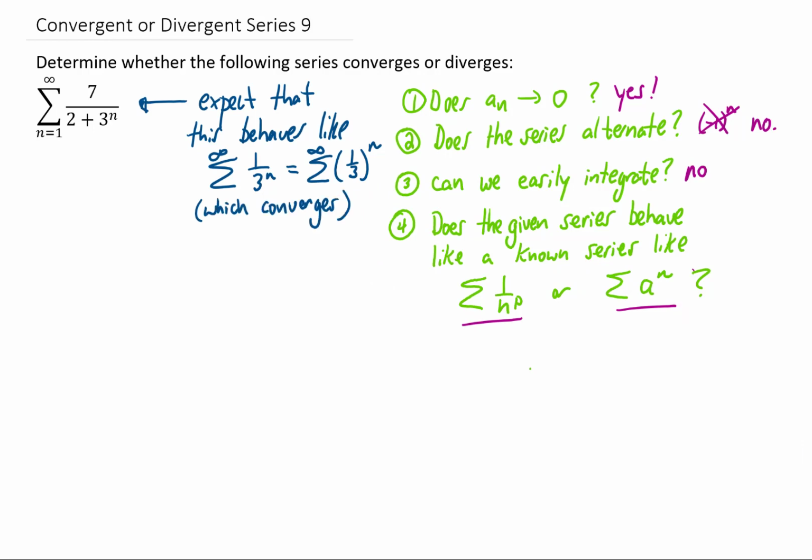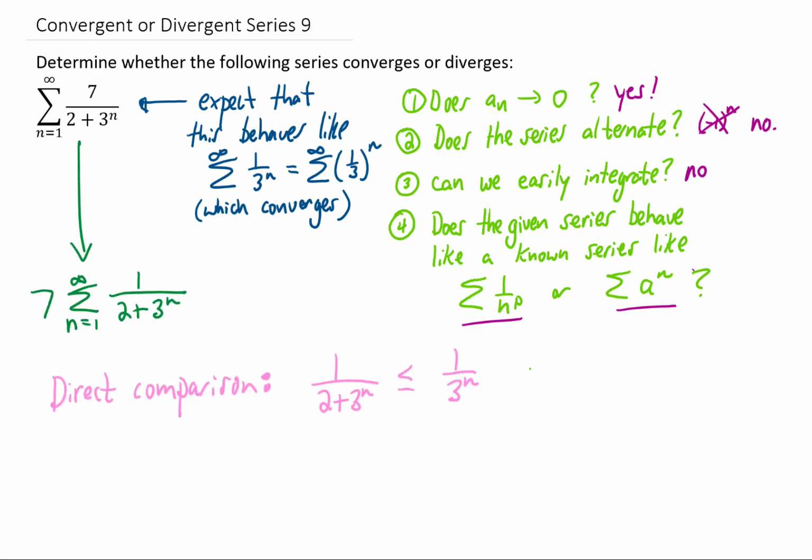Now, we have a couple options for comparing our given series with this series that we just decided on right here. I have a tendency to use a lot of limit comparison tests, so you'll see a lot of those in future videos. So what I'm going to do in this case is I'm going to try to do a direct comparison. I'm going to pull the 7 outside, and to do this, we see that this sequence, 1 over 2 plus 3 to the n, is less than or equal to 1 over 3 to the n. The reason that is because this 2 right here makes the denominator on the left side bigger, therefore the left side is smaller. And actually, this is all the information we need.